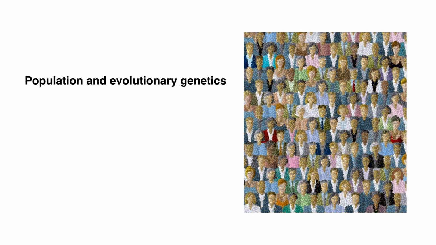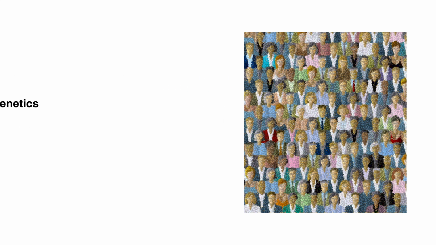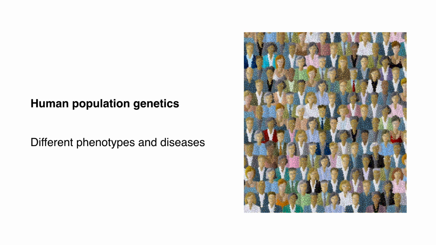Population and evolutionary genetics uses patterns of genetic differences between species, populations, and individuals to make scientific inferences. For example, human population genetics can help to explain the distribution and frequencies of different phenotypes and diseases in humans today.